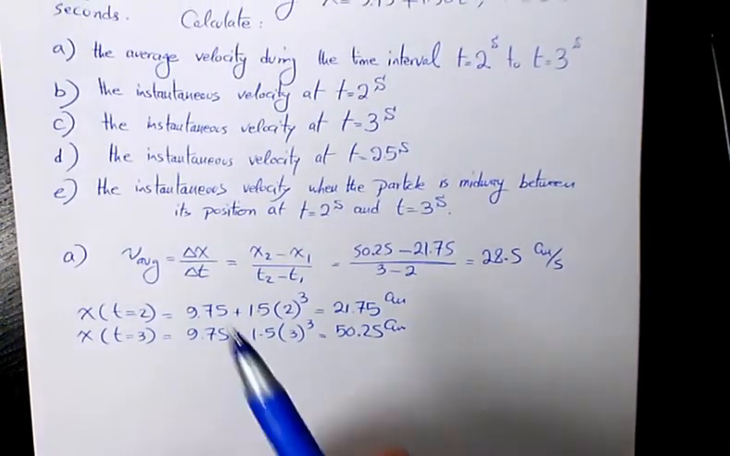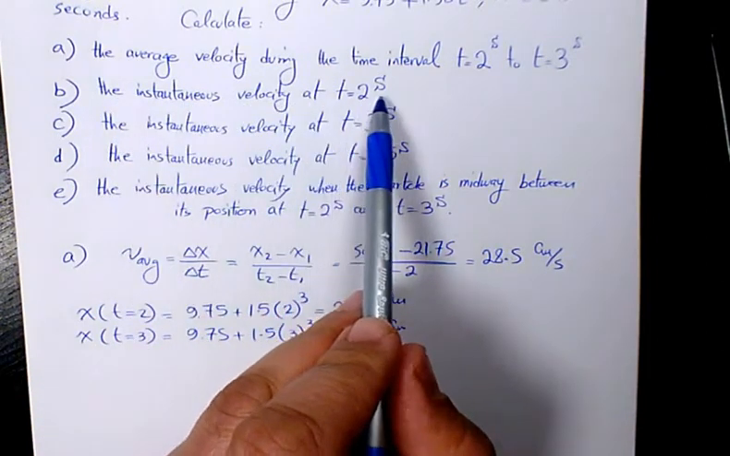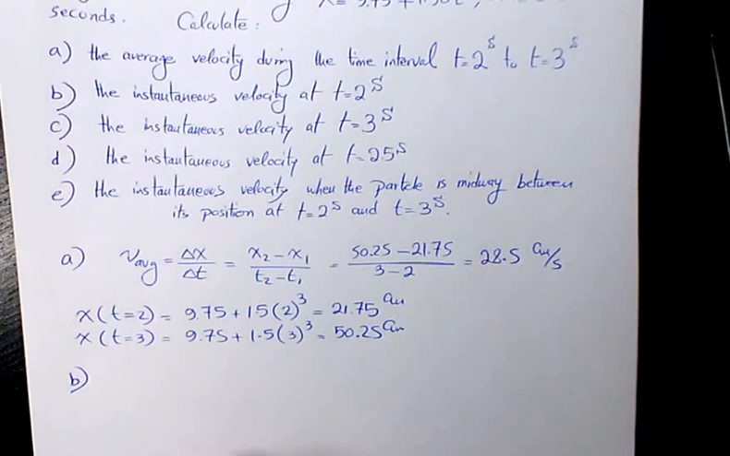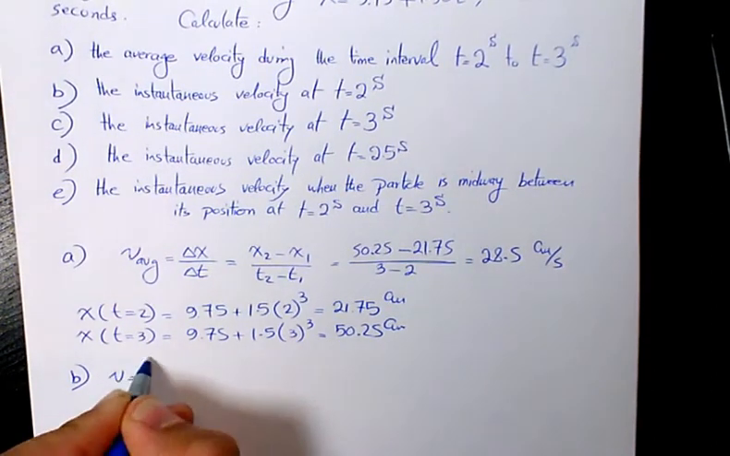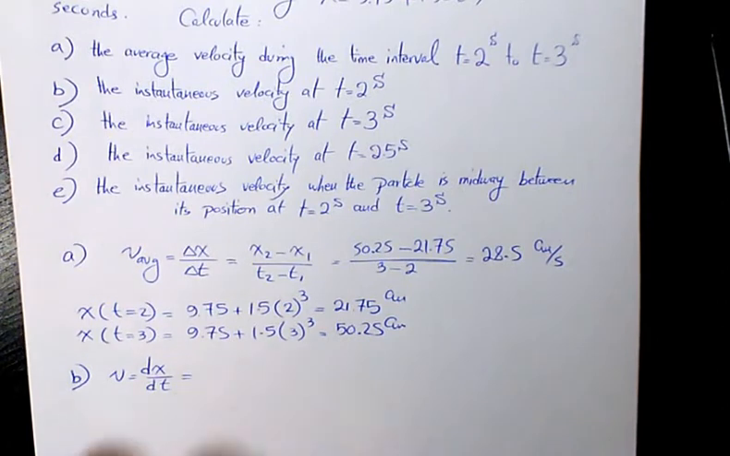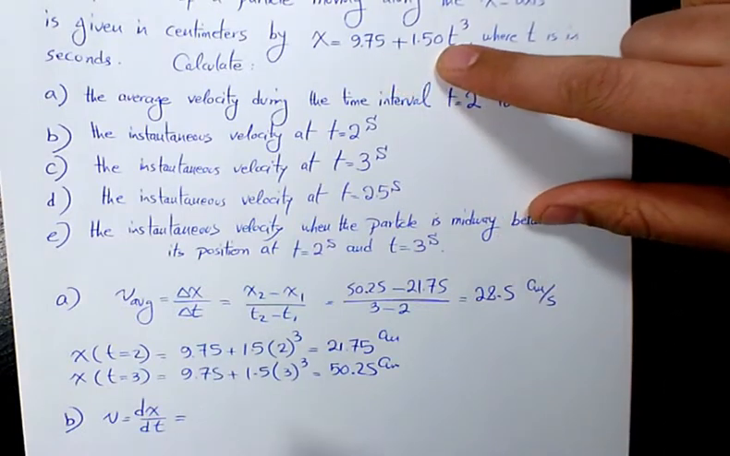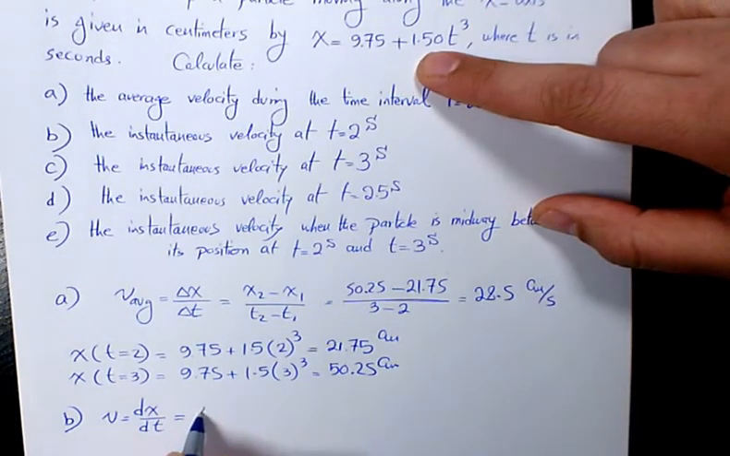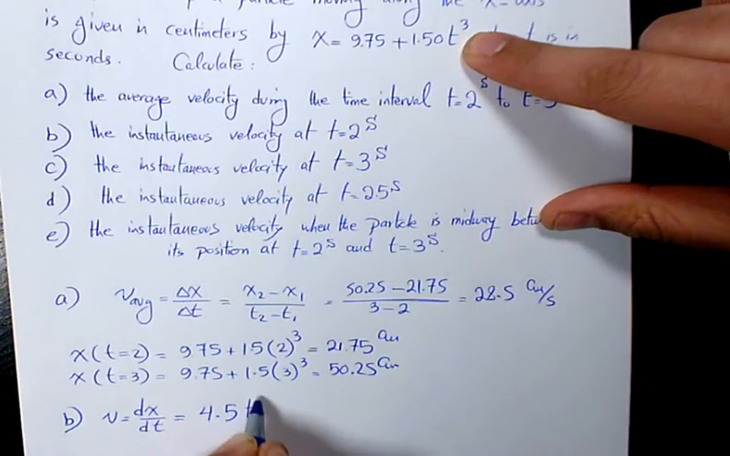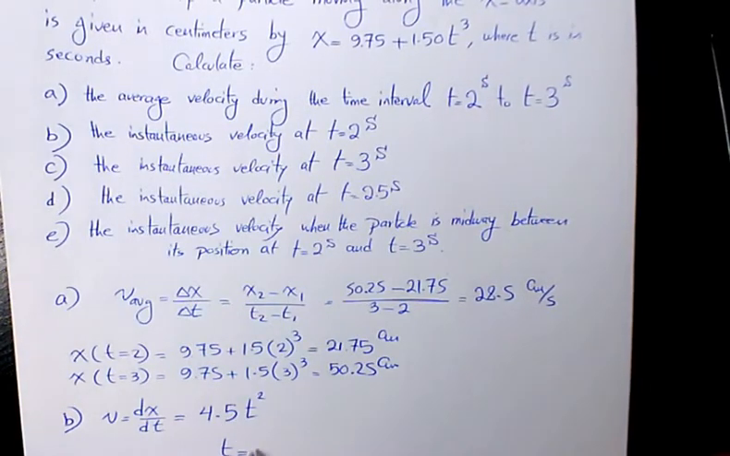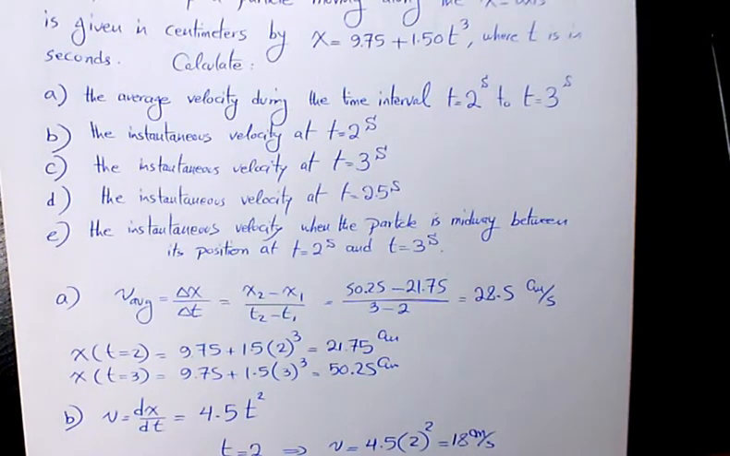Next, find the instantaneous velocity at t equals 2 seconds. When it says instantaneous velocity, we need to find the first derivative of x with respect to t. The derivative of 9.75 is 0. The derivative of the other term is 3 times 1.5, which is 4.5, and t cubed becomes t squared. So at t equals 2, velocity will be 4.5 times 2 squared, which is 18 centimeters per second.